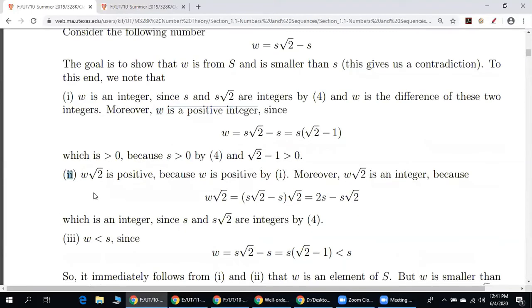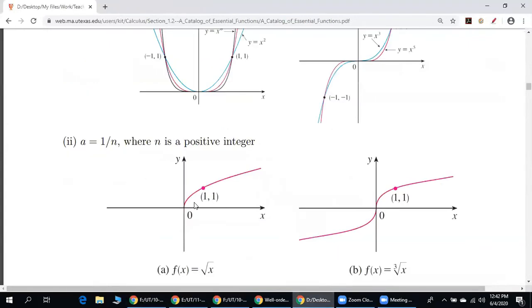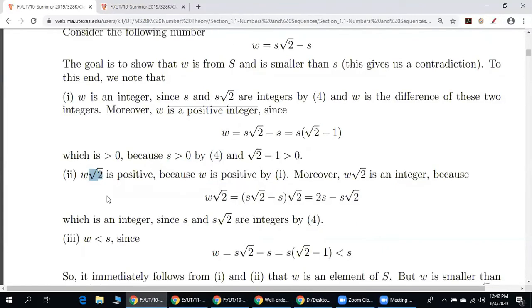So, in I, we proved that W is a positive integer. In II, we prove that W times square root of 2 is a positive integer. Well, first of all, it is obviously positive because by I, W is positive. Square root of 2 is positive by this, and we know that positive times positive is positive. Question is, why is W times square root of 2 an integer?